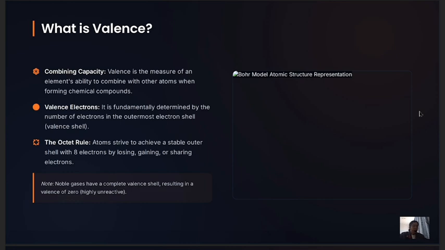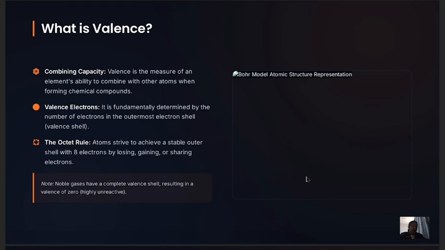As you can see in the atomic diagram, here we should have an atomic diagram, but we don't because the photo is not downloaded. So let's just imagine we have a nucleus and some shells, and an outermost shell. In the outermost shell we have some electrons. Those electrons in the last shell help us to make connections between atoms.